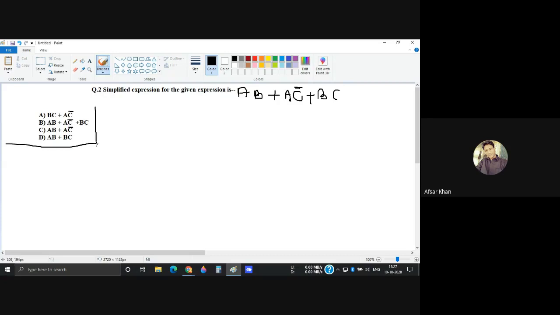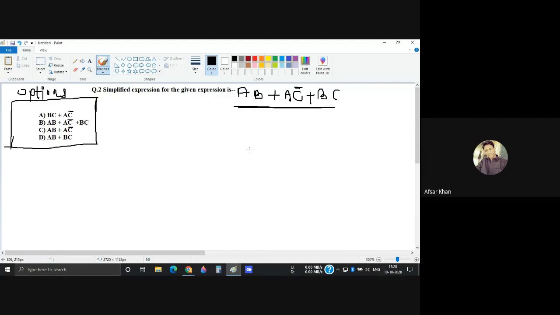We can solve it by K-map also, okay? And most of the time, the very simple method is to solve with K-map. So these are our options. Students, am I audible? Yes, sir, you are audible. Okay, so have you tried this? We can solve it by K-map, and directly we can give the answer by consensus theorem.